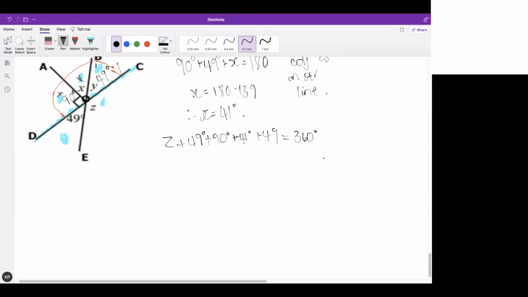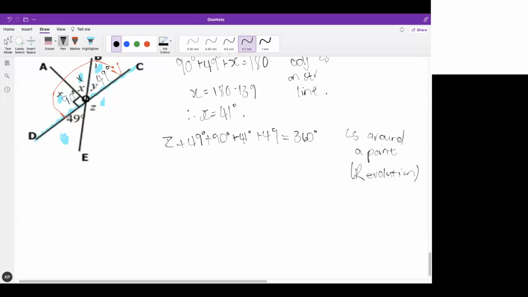There we go. And your reason? My reason is angles around a point. Right. Angles around a point, or some people say revolution. Revolution. Okay, ma'am.